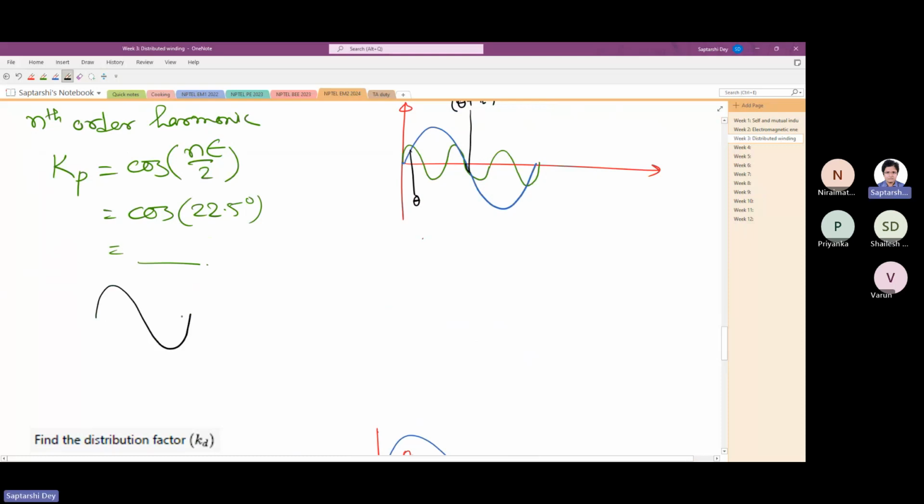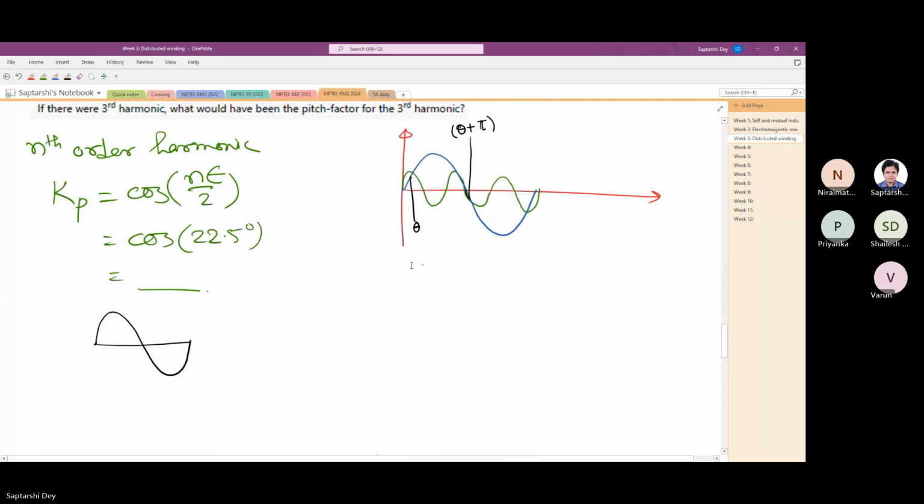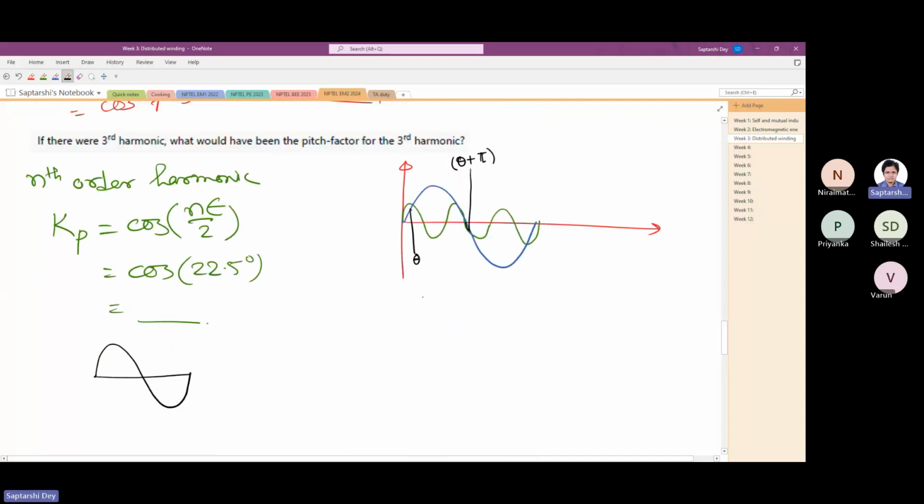This much is 360 degrees for one wave, be it fundamental or any harmonic. First you appreciate that if it is theta and theta plus pi for the fundamental, when there is no short chording, or when it is full pitch winding, then the position of the two sides of a coil with respect to the fundamental is the same for the third harmonic also.